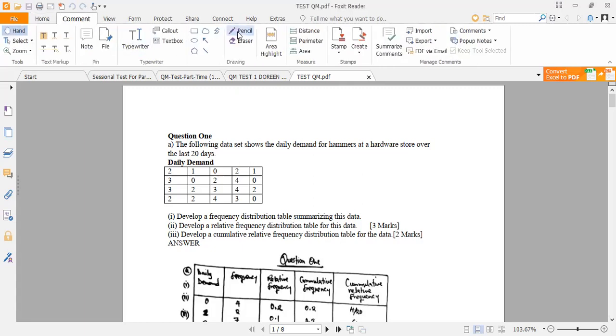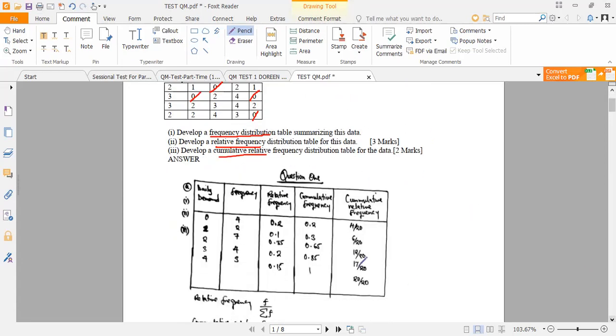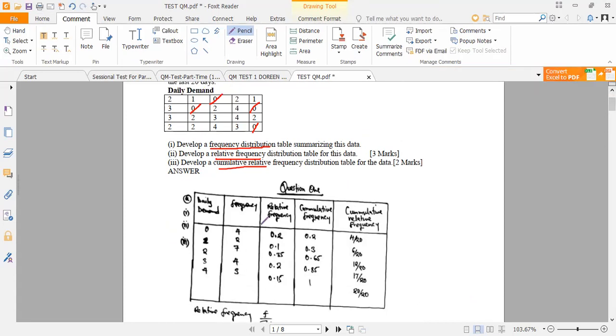Number 1, just the frequency distribution table. Number 2, the relative frequency table, and cumulative. We can do all this in one table. So our daily demand starts with the lowest figure, which is 0. So how many zeros do we have here? We can do them by cancelling them out. 1, 2, 3, there are 4. So the demand of 0 stands at what? At 4, as shown in the table here. That's a frequency.